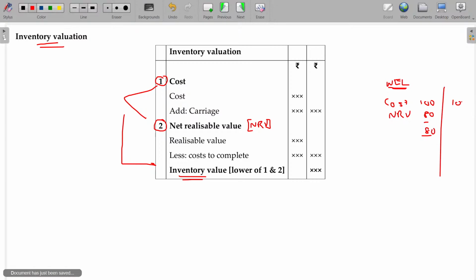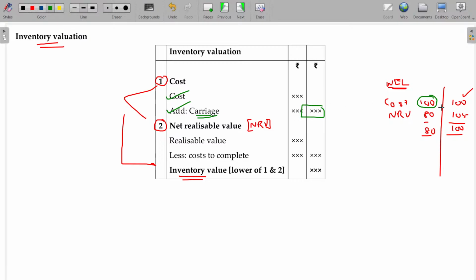Suppose cost is 100, NRV is 105. What will be shown in your book? 100. Is that okay? Now you have to understand what is called cost. Cost is nothing but the amount spent for buying and keeping it in your godown. After purchasing, you have to bring it to your godown, and for that you spend money for carriage, transport, freight, whatever it may be. Add all these things, that will be the cost.